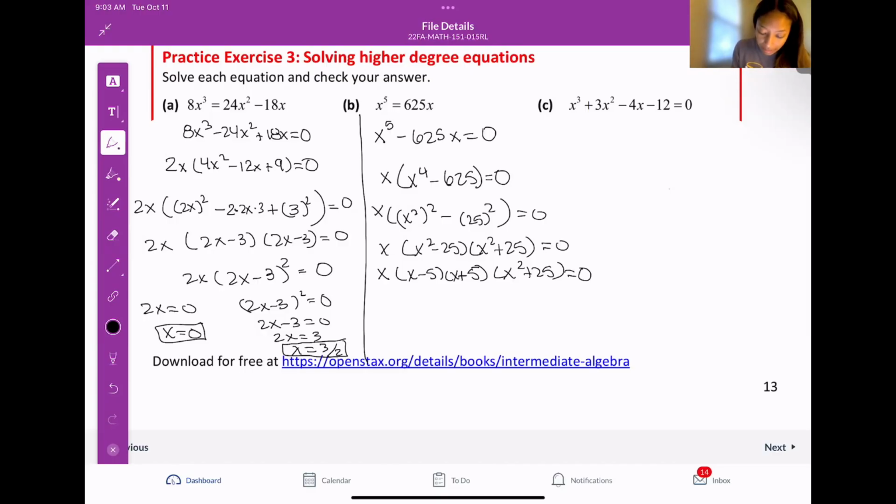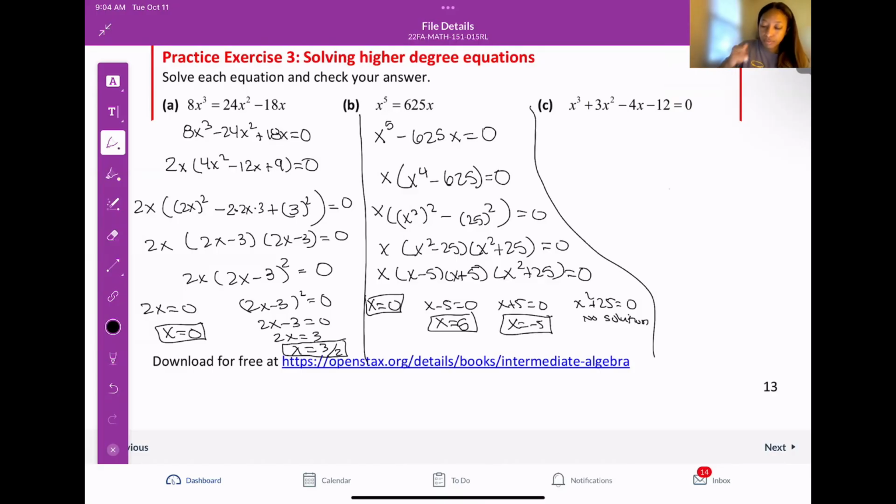So let's do that. x equals 0, easy. x minus 5 equals 0, that's easy. x plus 5 equals 0. And x squared plus 25 equals 0. I want to start off with that last one. x squared plus 25 equals 0. This has no solutions. It's not possible to square something and add 25 to it and get 0. But the rest of these give us solutions. x equals 0 is one, x equals 5 is the other, x equals negative 5 is the other.